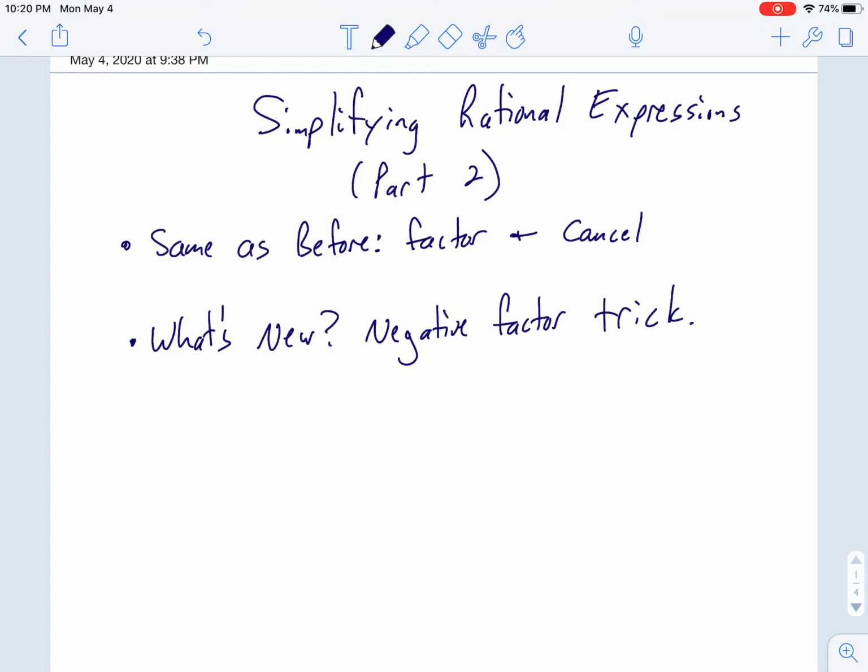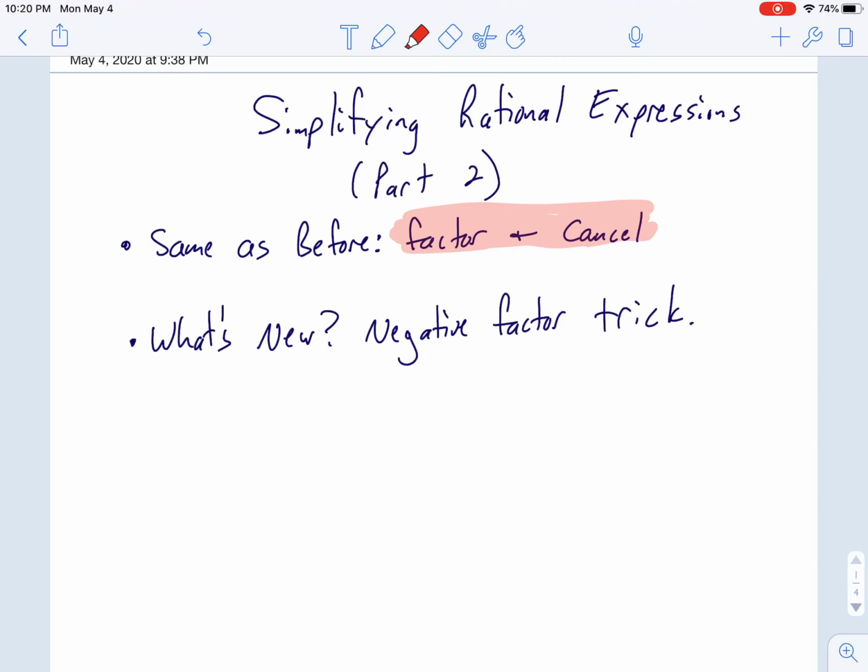So this is going to be a little bit new. It'll be the same as before. You will factor and cancel. Fractions, if you have the same thing on the top and the bottom, you cross them out. That's called canceling. So that still happens. You factor and then cancel.